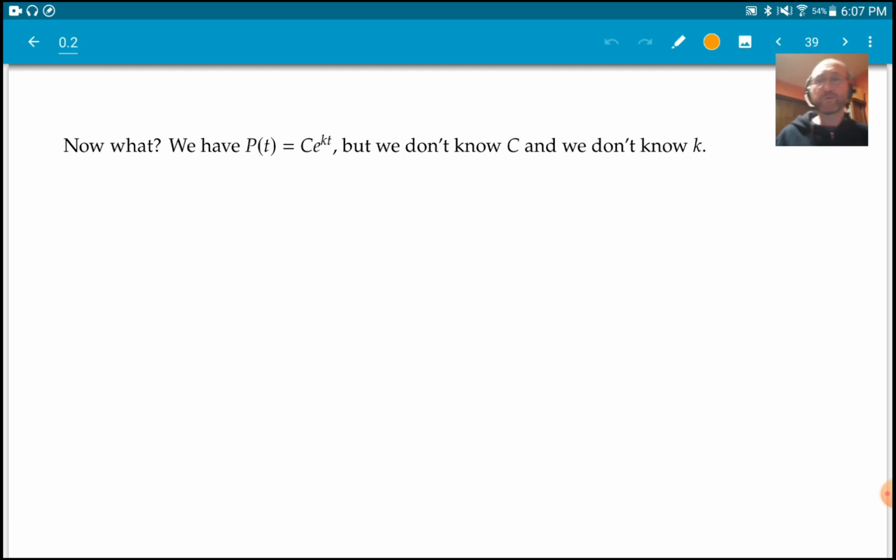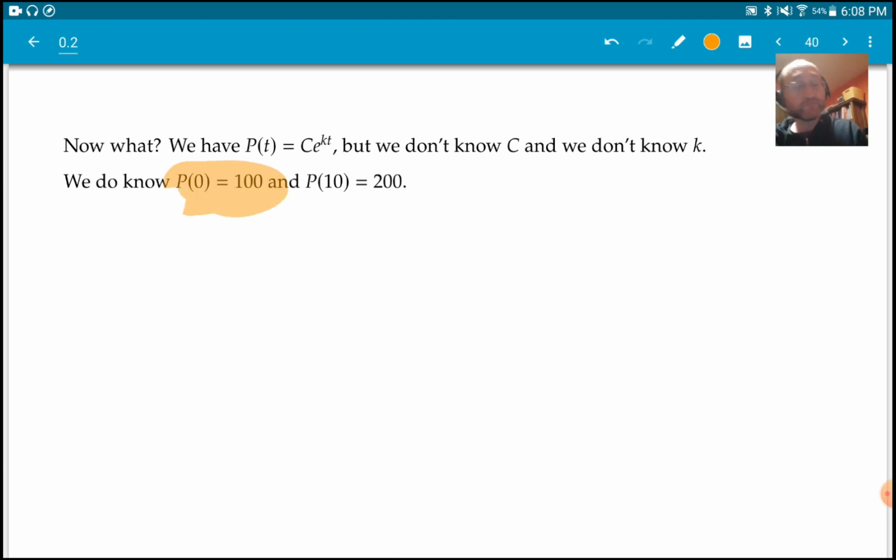So now what do we do? We have p is c times e to the kt, but we don't know c, and we don't know k. But we know two things. We know that at time 0, p is 100, and at time 10, p is 200, right? So let's plug in the 100. P of 0 is 100. If I plug that in here, it's c times e to the k times 0, which is just c. So c is 100.